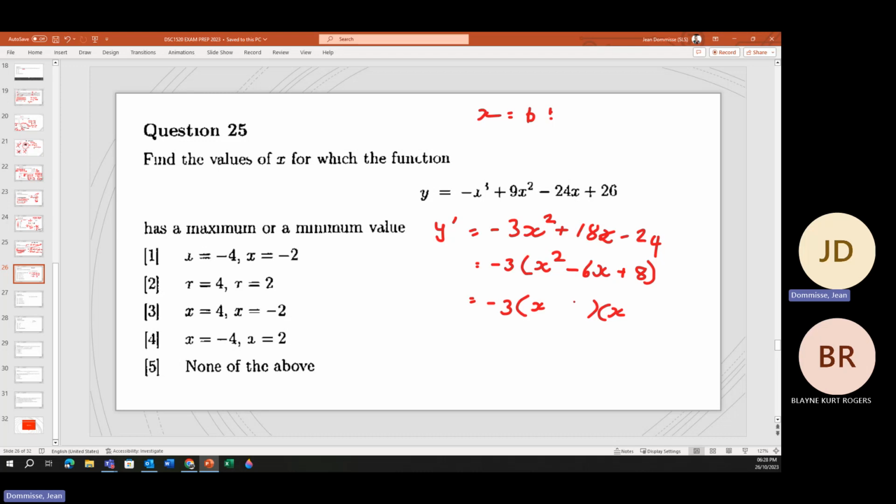So that will be 4 times 2. Both of them will be negative. So x will be equal to 4, or x will be equal to 2.